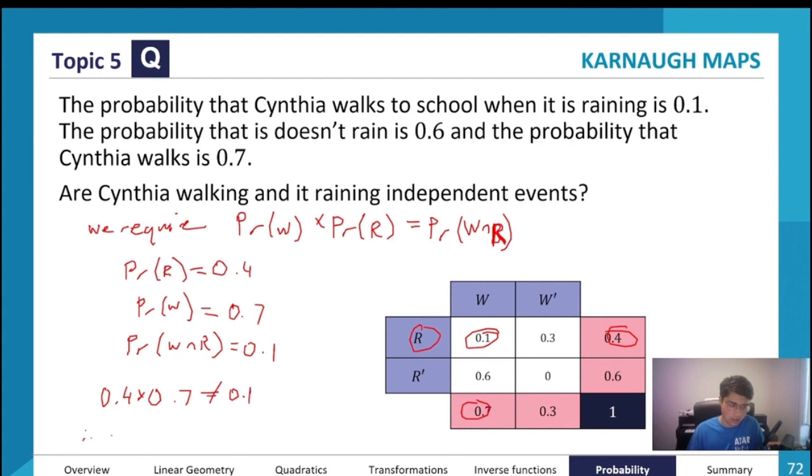So then we can say that the events are not independent. So that means that if Cynthia walks, then there's a higher likelihood or lower likelihood that it rains the next day. The events are related. It's not that if she walks, there's the same likelihood of it raining the next day.